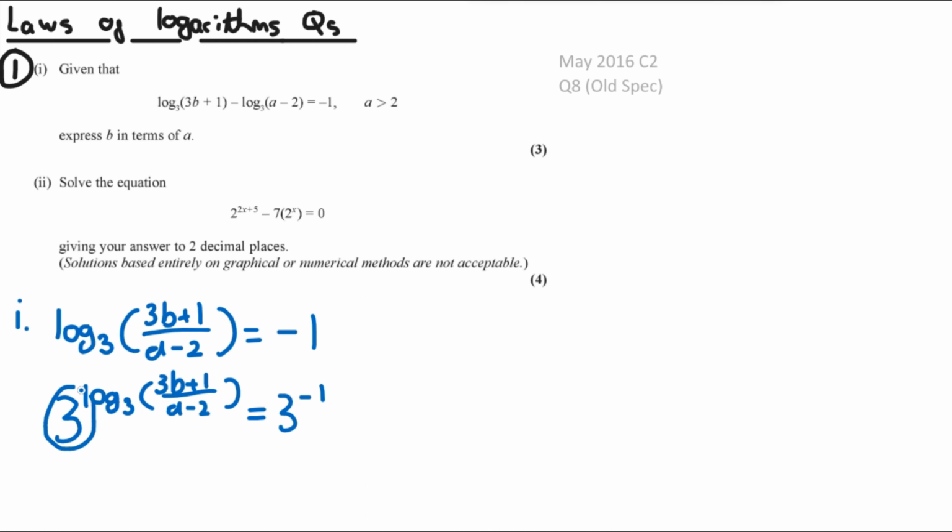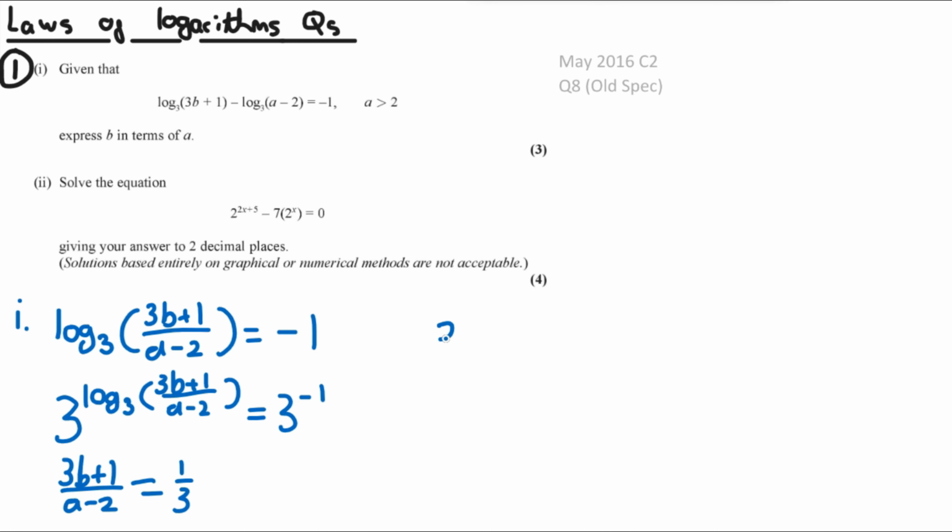When it is this number and this is the same base, then it's just going to be this. This side is going to be (3b plus 1) over (a minus 2). We talked about that in the laws, and this is equal to 3 to the power of minus 1, which is equal to 1 over 3. And now we just need to make b the subject. So first of all, let's times both sides by a minus 2 to get rid of this denominator.